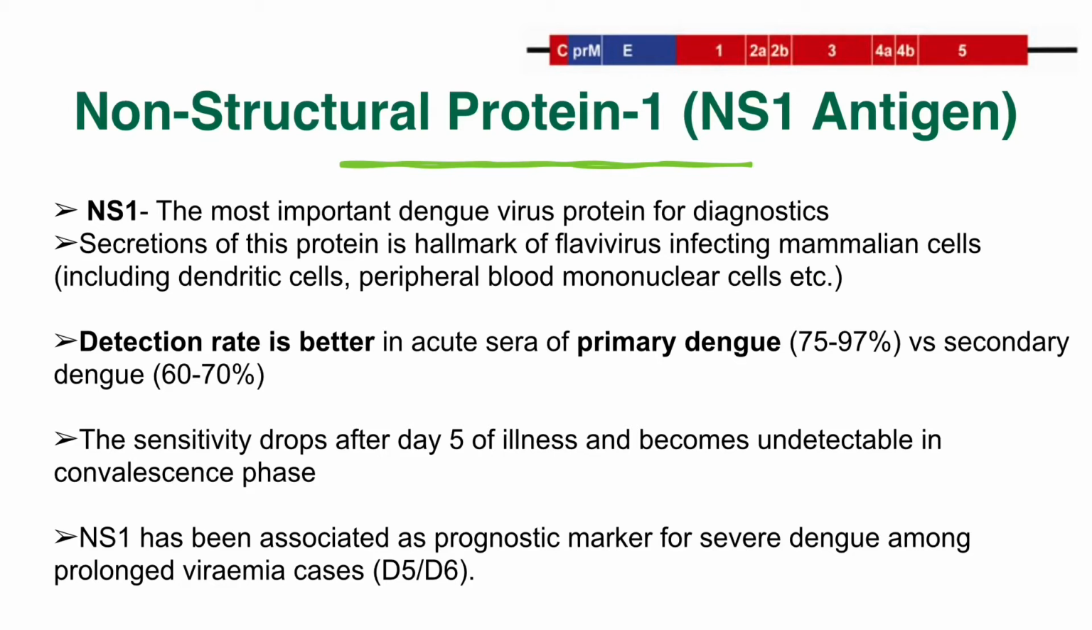The detection rate is much better in acute sera of primary infection when compared to acute sera of secondary infection. The sensitivity of NS1 antigen detection drops from day 4 to 5 of illness onwards and usually becomes undetectable in the convalescence period. The presence of NS1 detection after day 5 may predict severe dengue.